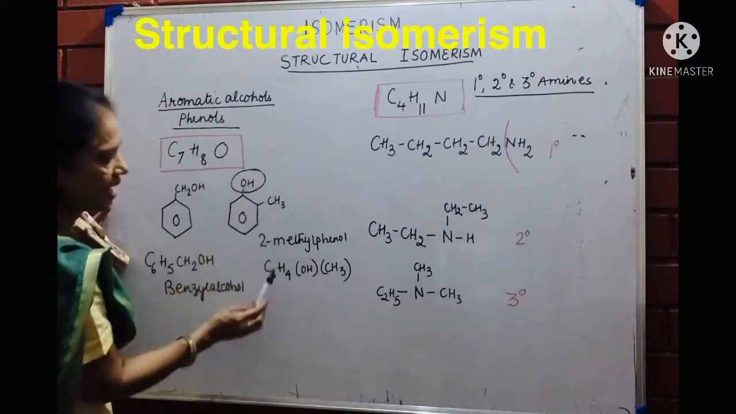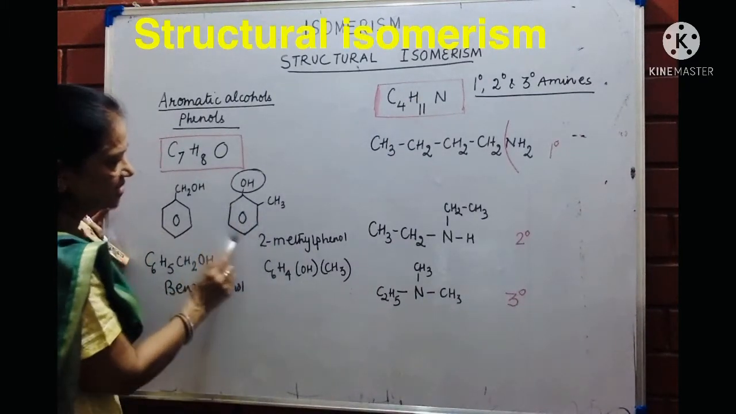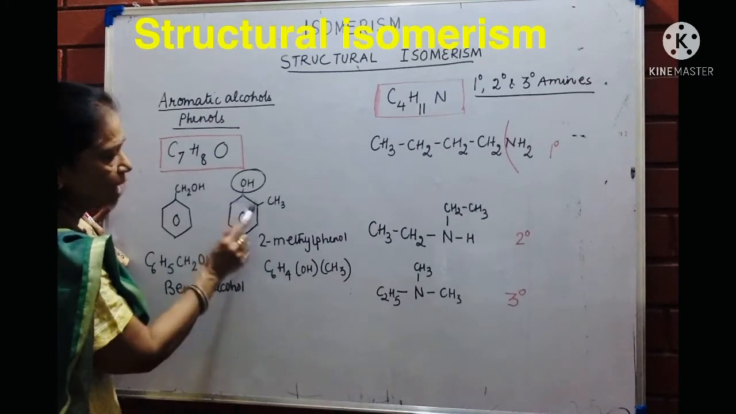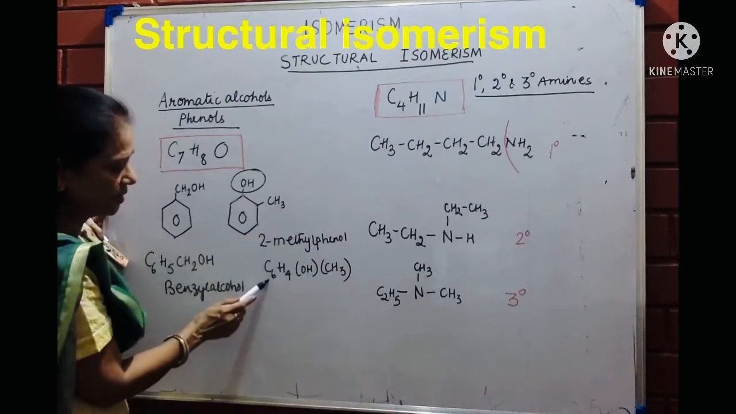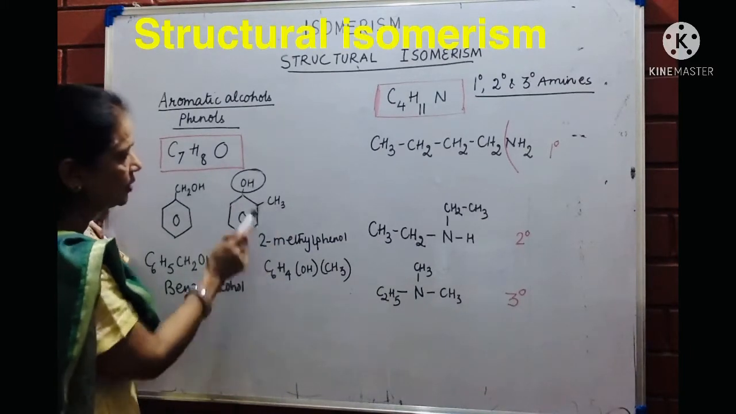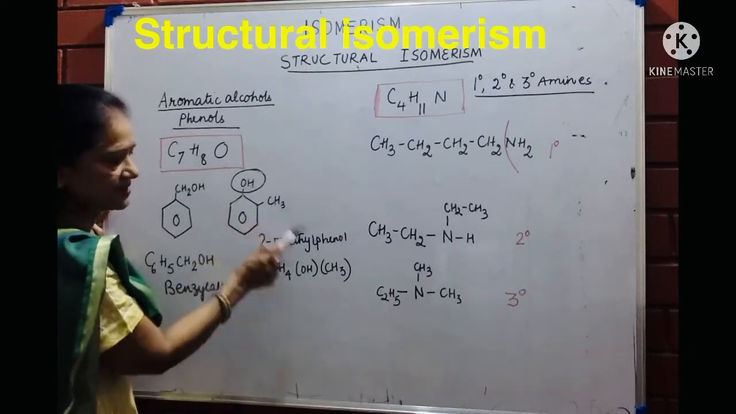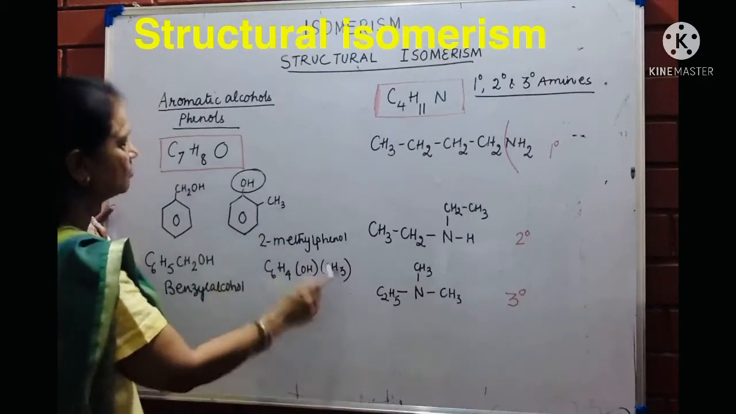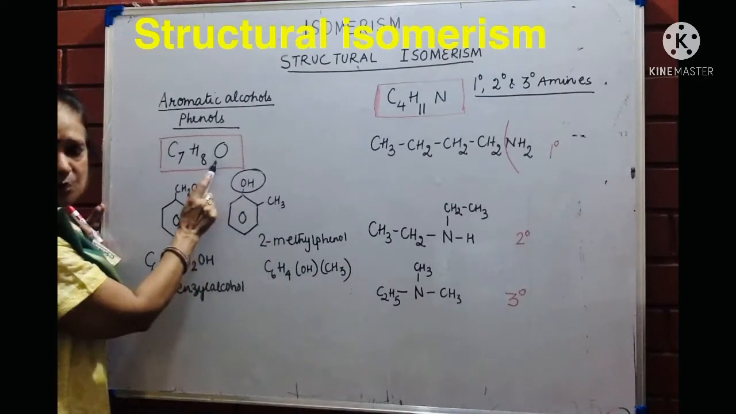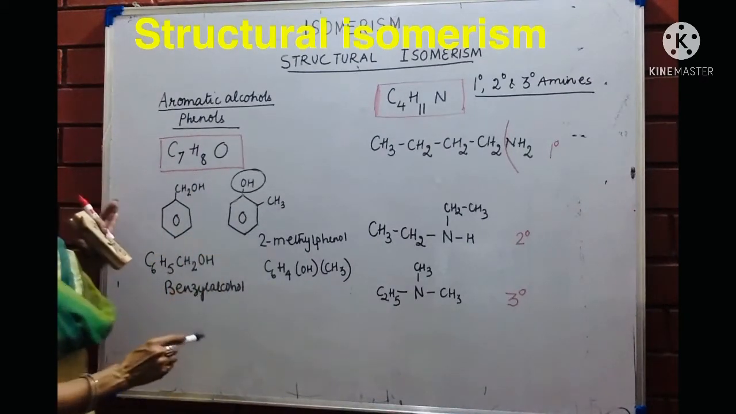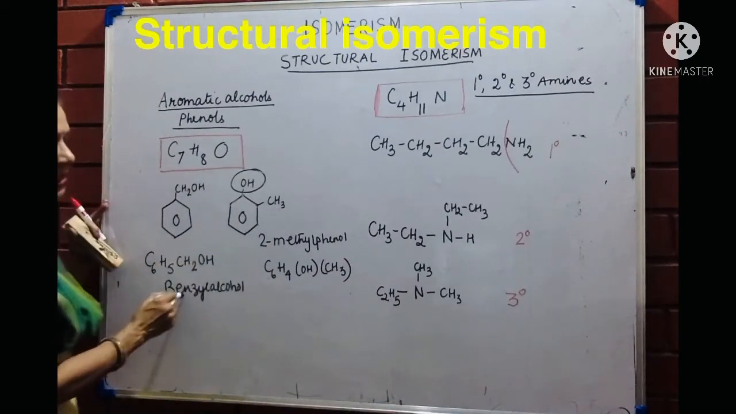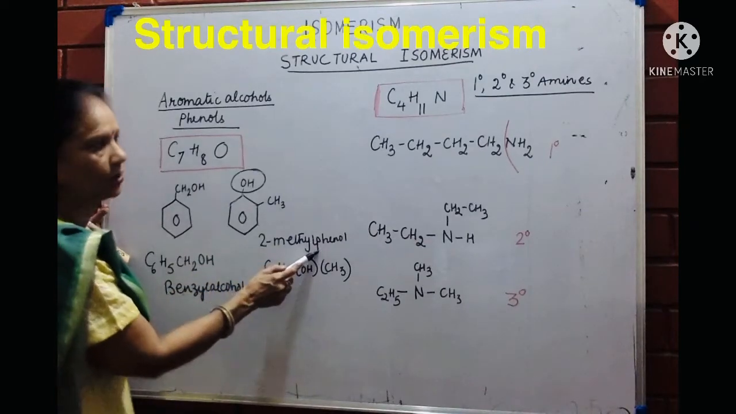So this formula actually becomes C6H4 because I have removed 2 hydrogen atoms to attach OH and CH3. So it remains C6H4, then this OH, then this CH3. So the whole formula is equivalent to this molecular formula. So both these formulas are isomers of each other. One is an alcohol, the other is a phenol.